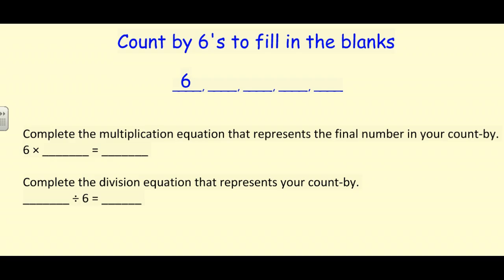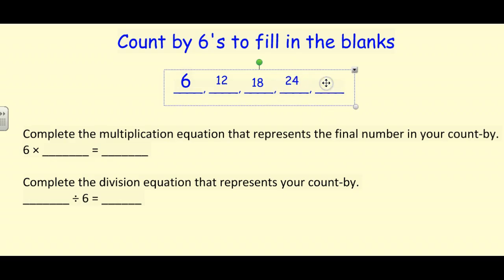Okay, so I want you to count by sixes to fill in the blanks. I've already started the first blank for you with a 6. So push pause and count by sixes to fill in the next 4 blanks. So I have 12, I have 18, I have 24, I have 30.